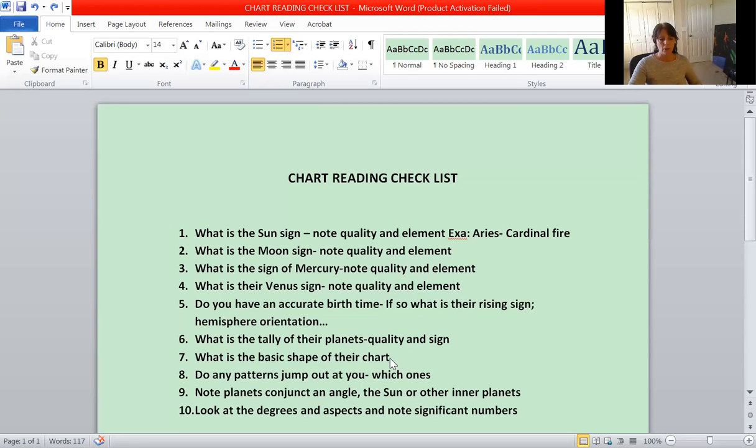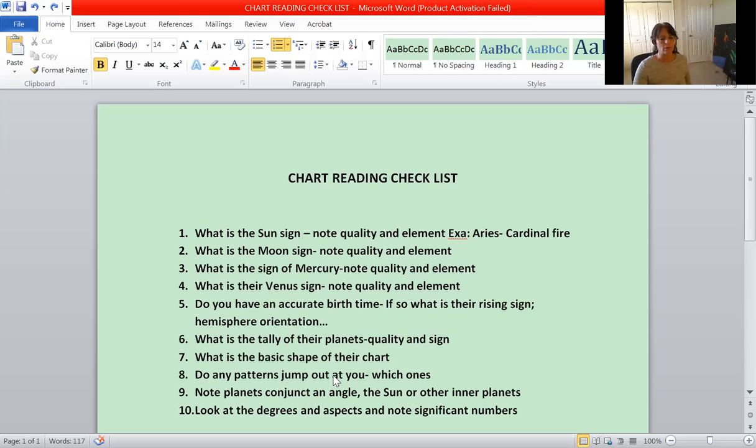The basic shape, you can look at that no matter if you have birth time or not, just the shape. A bowl is a bowl, but if you know the exact birth time, you can get, oh, it's a bowl on all the bottom, or the single planets on top, or whatever it is. But if you don't know the birth time, you still got a bowl. It's a bowl, or it's a seesaw, whatever.